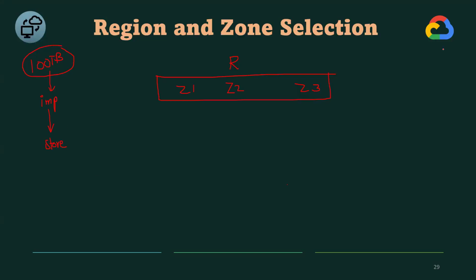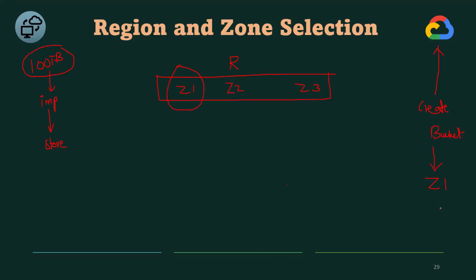So for creating a resource, you went to GCP and you wanted to create a resource. Yes or no? We wanted to create a bucket, right? That is nothing but a resource only. So while creating the resource, in a region, you can select any of the zones. Assume that you have selected zone 1.